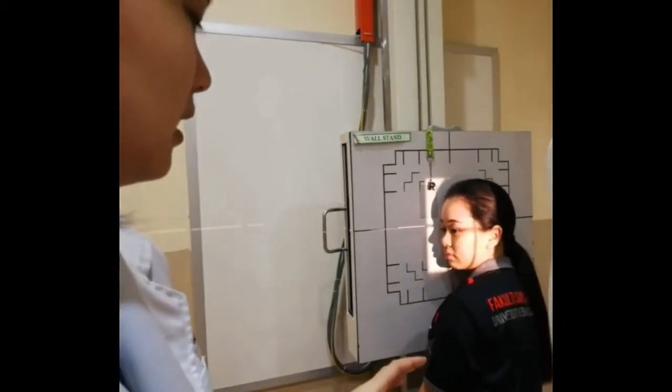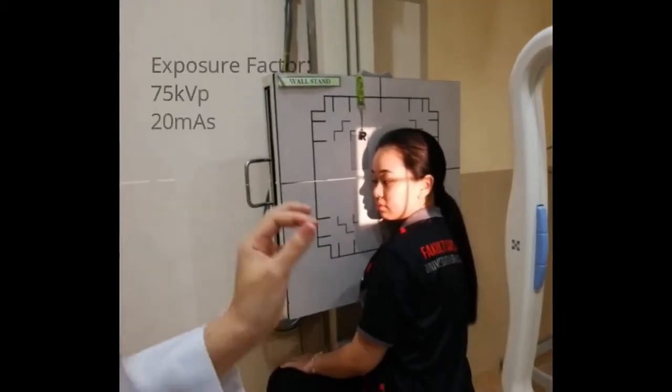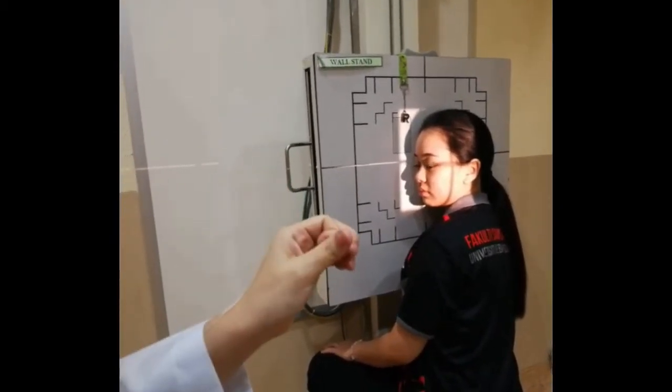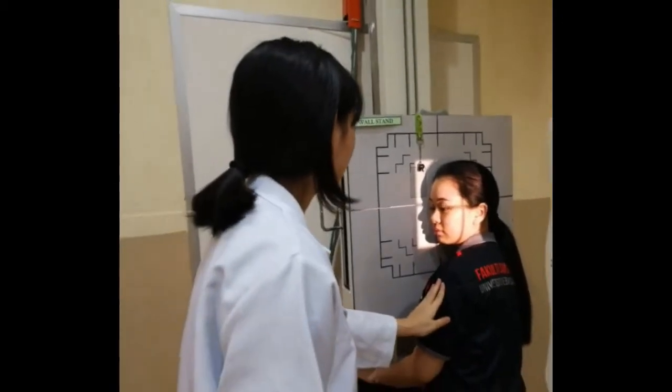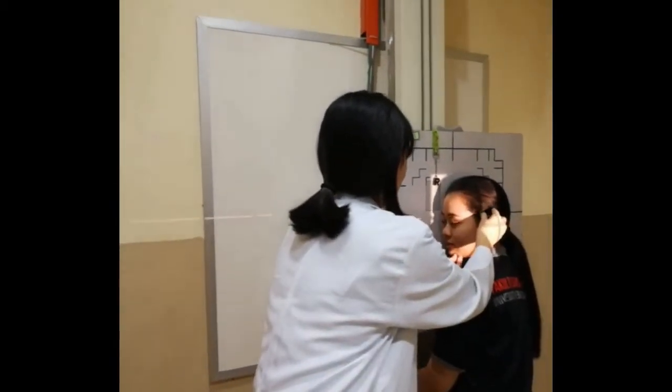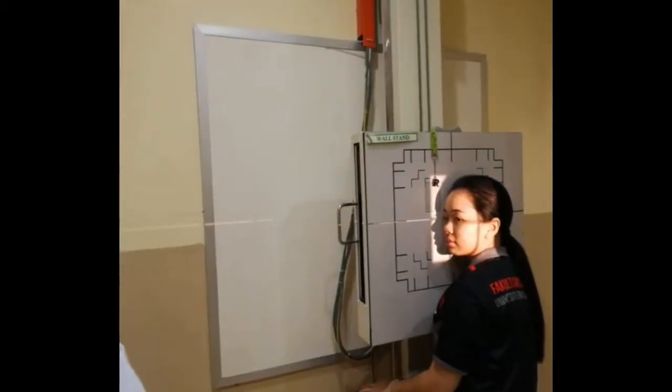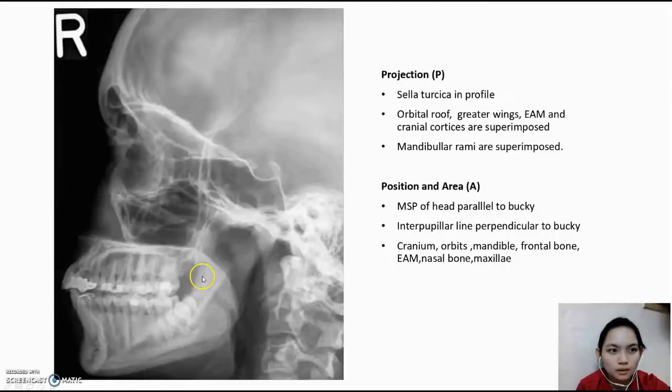Okay, exposure factor 75, mAs 20. Okay, check another area. Okay, expose. This is a lateral facial X-ray. The sella turcica is in profile.